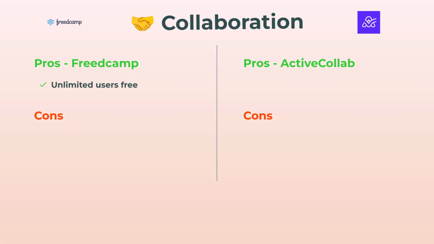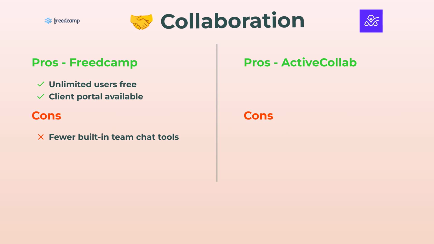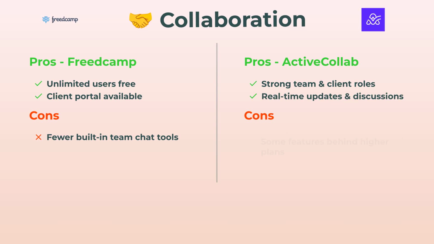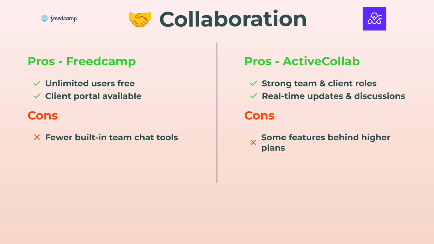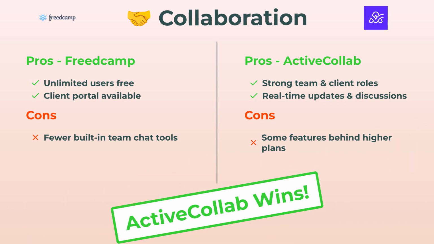Alright, collaboration. Freedcamp's cool because, for free, you can invite as many users as you want and even set up client portals. That's actually kinda rare. But the built-in chat and team stuff? Not the strongest, honestly. ActiveCollab's where things get social. You get strong team and client roles plus real-time discussions and instant updates, though you'll need to pay for the richest stuff. Still, if your team lives or dies by communication, ActiveCollab's clearly got the edge here.